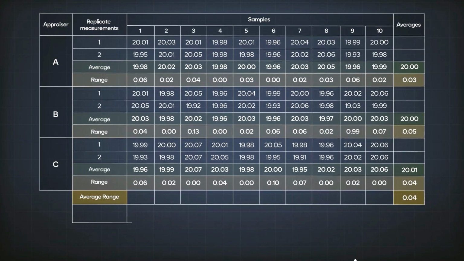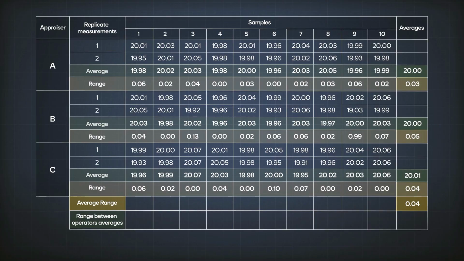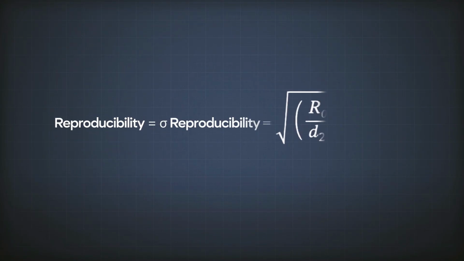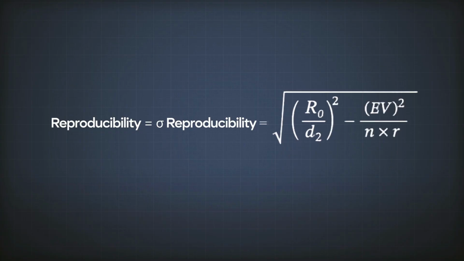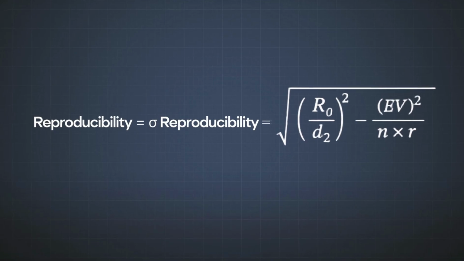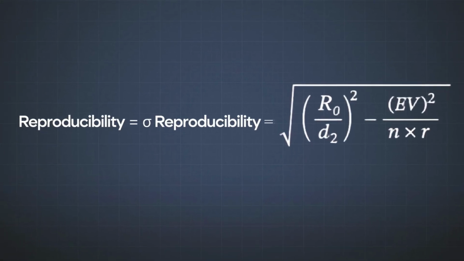Next, we calculate the range between operator averages, which is called R0, or the operator range. So the operator range equals the max operator average minus the min operator average. Then, just like before, we apply a constant D2 to convert that range into a variation estimate using this equation. Here in this equation, N is the number of samples, which is in our case 10, and R is the number of operators, which is 3.